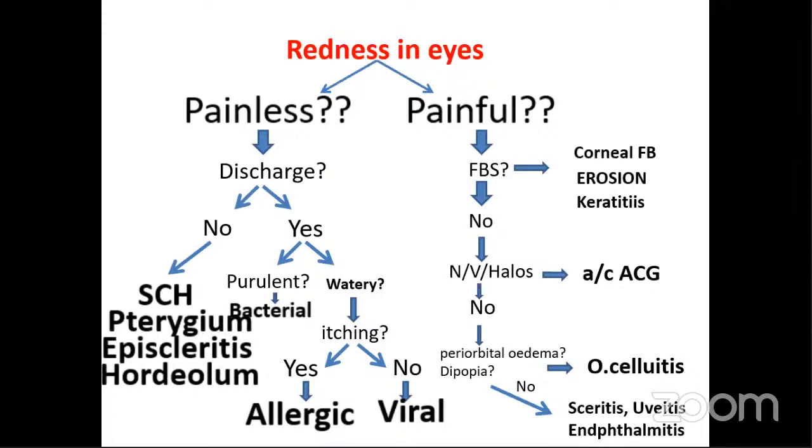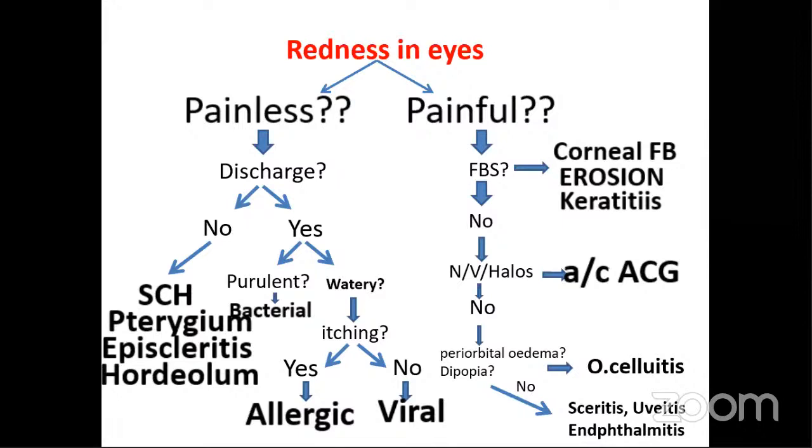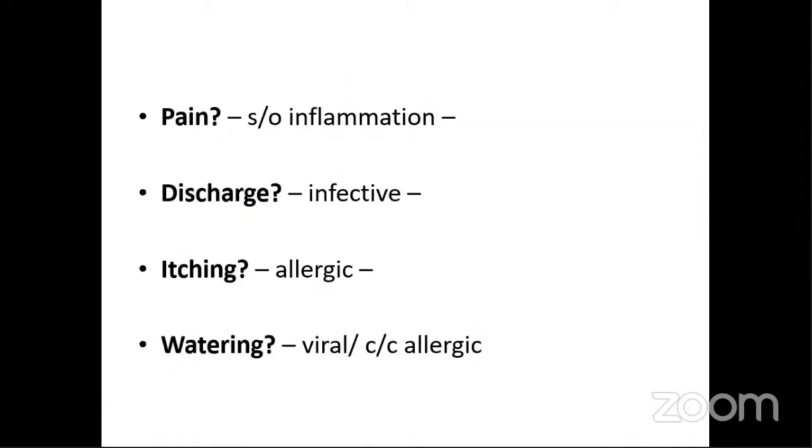Whereas redness, if it is associated with pain, usually it is a sight-threatening condition. So suppose the patient is telling of some foreign body fall or foreign body sensation, most probably you have to look for a corneal foreign body or corneal erosions. And if the painful redness is associated with nausea, vomiting, or colored halos, it is more suggestive of acute angle closure glaucoma. Sometimes the patient will have periorbital edema or diplopia. It is more suggestive of orbital cellulitis. If there are no such symptoms, it usually points towards scleritis, uveitis, or endophthalmitis.